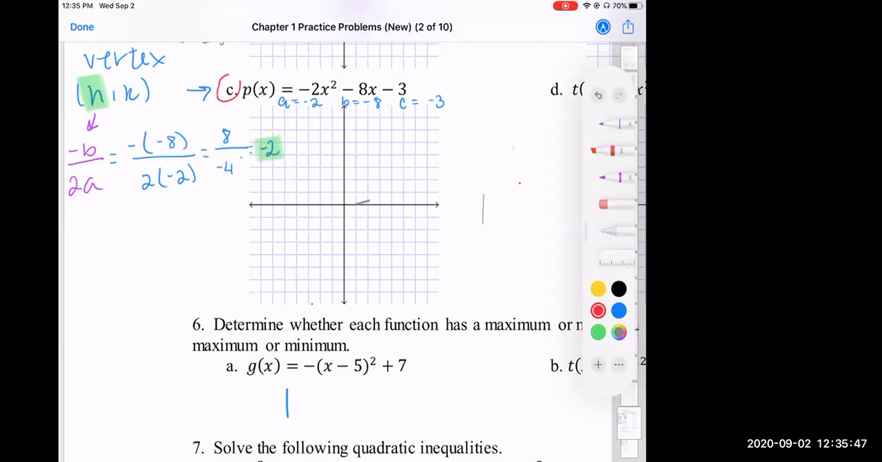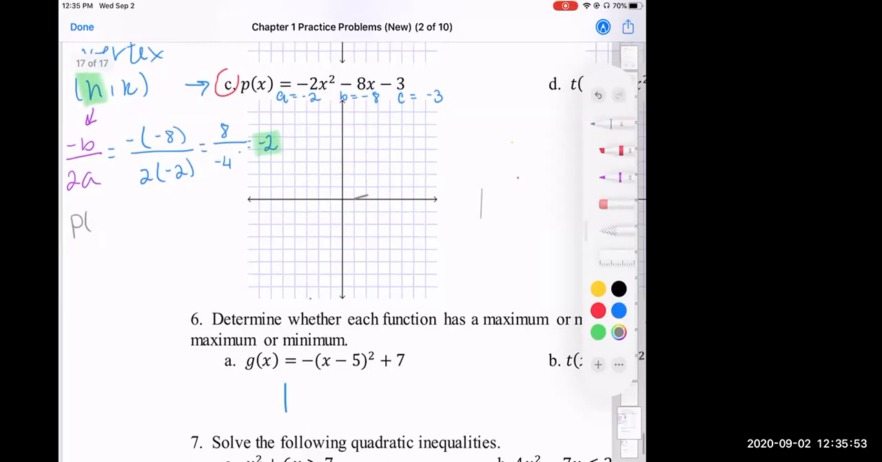So I want to find P of -2. So let's plug that into our equation. I have -2 times (-2) squared minus 8 times -2 minus 3. Okay, let's solve for this, and let's keep in mind order of operations. Oh, I forgot that square. -2 times -2 times -2 gives me... (-2) squared gives +4. Minus 8 times -2 gives us +16, minus 3.